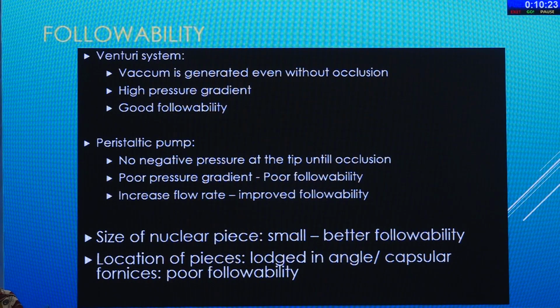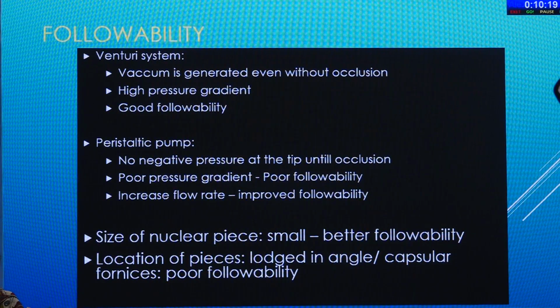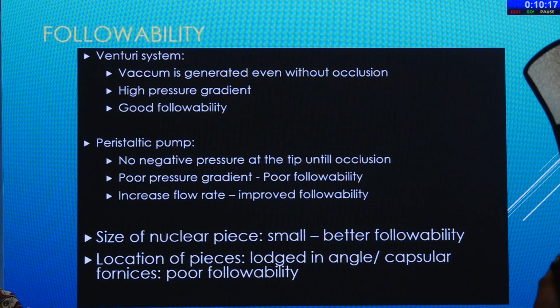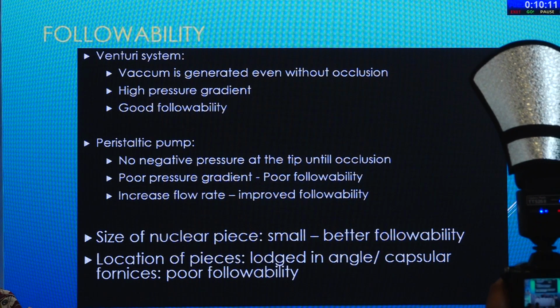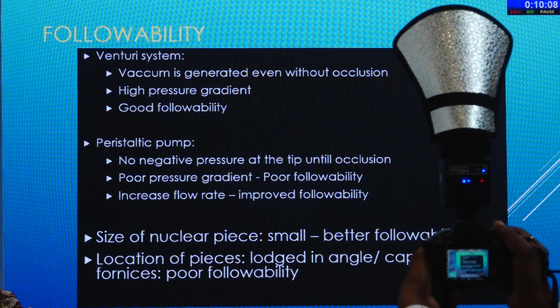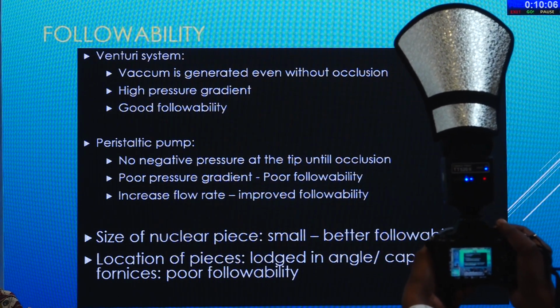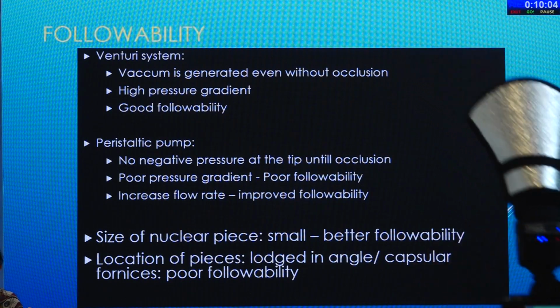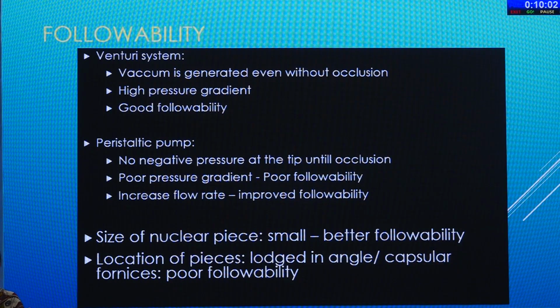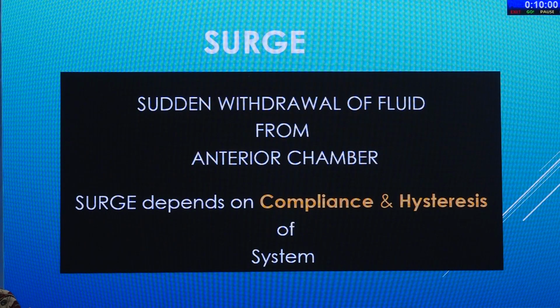To have better followability, we always divide nuclear pieces into small pieces. These small pieces will have better followability. This emphasizes why we should make small pieces before we suck them. And as I've already discussed, if the pieces are lodged in the angle or the capsular fornices, or in the main port and the side port, these are the areas of poor followability. So this was about the fluidics.